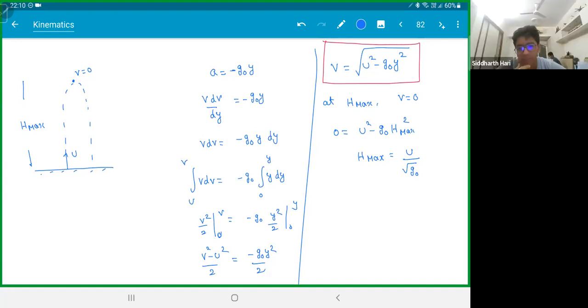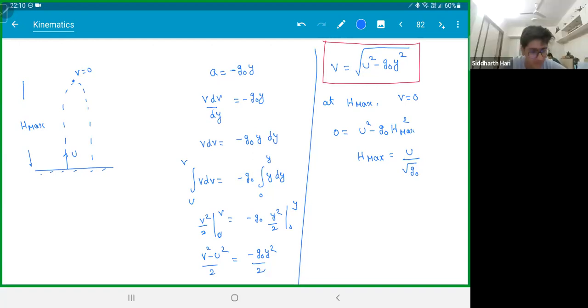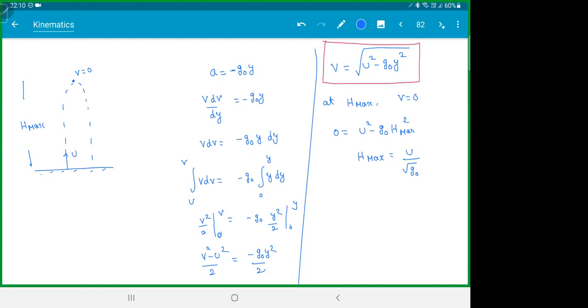There was a calculation error in that h max part. I forgot to take the root of the entire thing. Root is important, right? That's why the time also got messed up. Yeah. Clear with this?